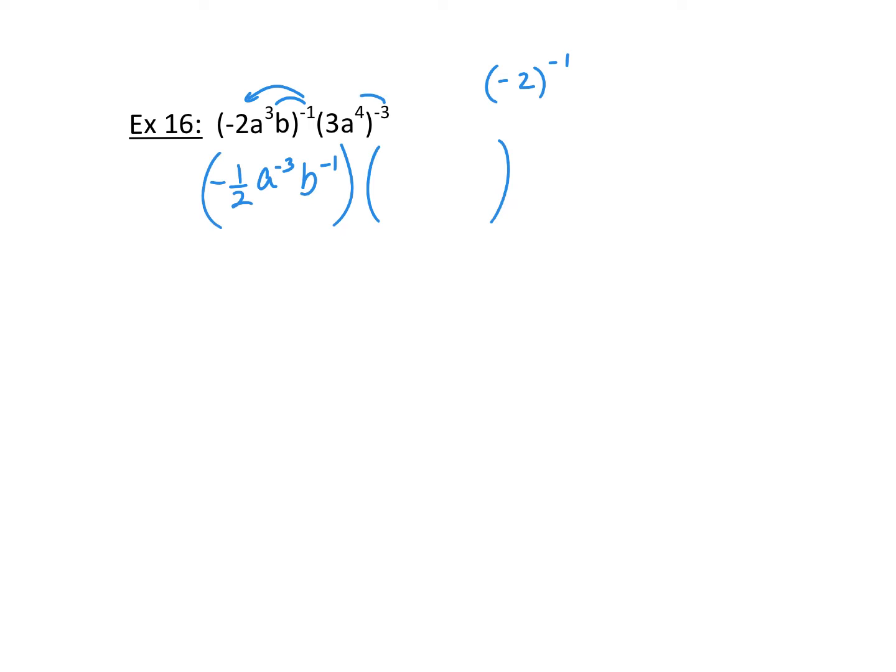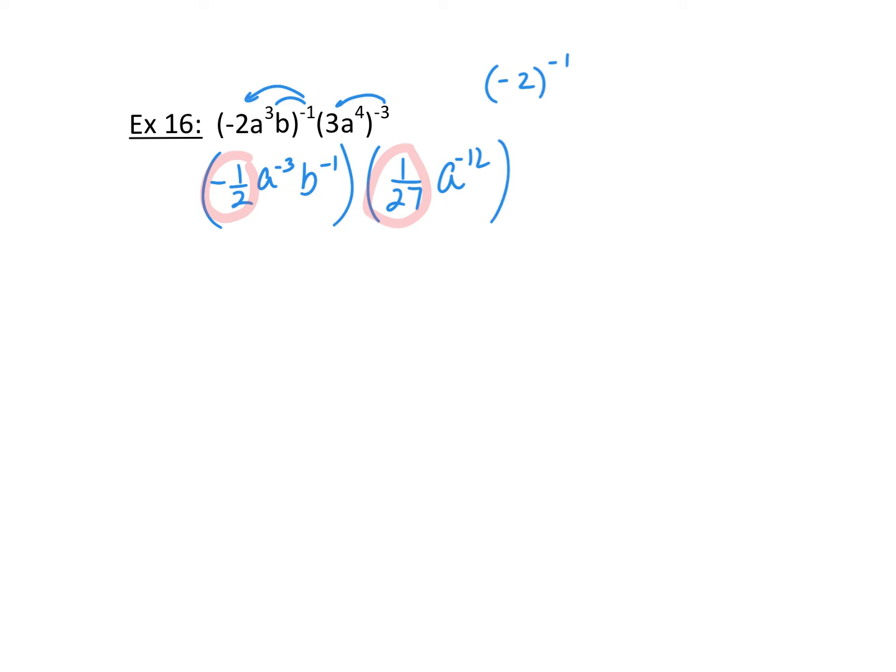Now I'm going to raise 3 to the negative third. Remember, 3 to the negative third is the reciprocal of 3 to the third. So if 3 to the third is 27, 3 to the negative third is 1 over 27. And then I'm multiplying exponents on the a, so a to the negative 12th. I can now go side by side and multiply the -1/2, this fraction times this fraction.